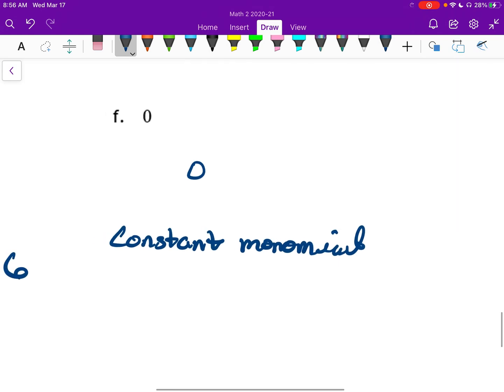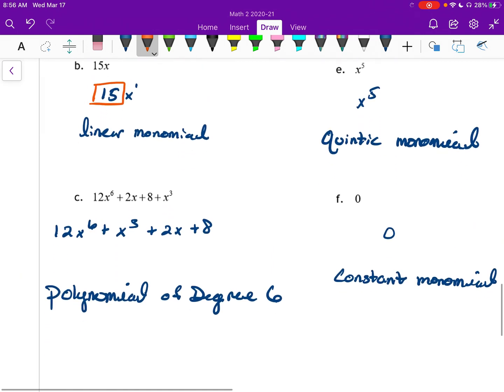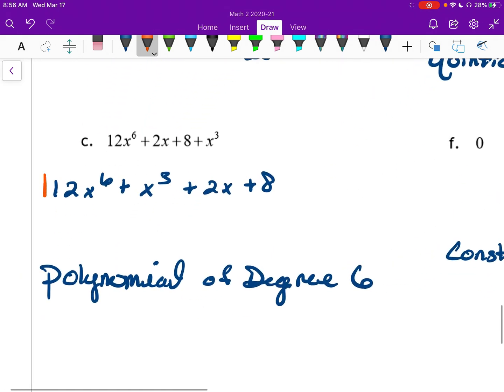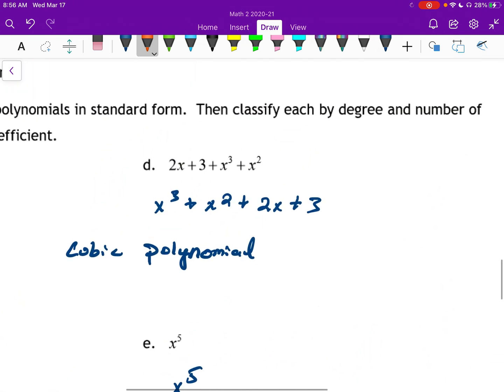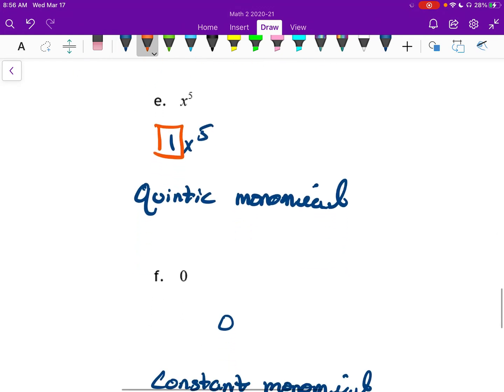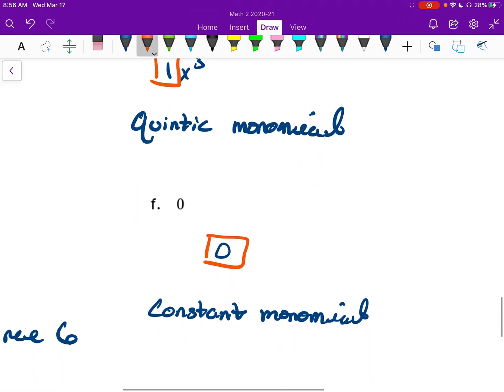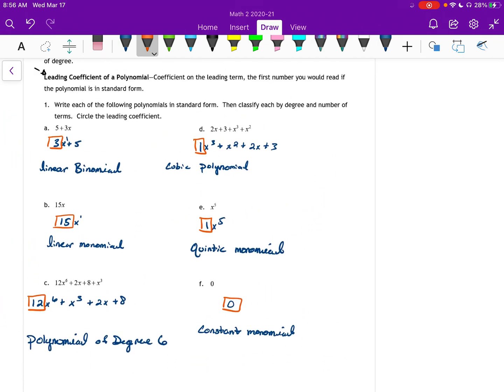And I forgot to circle the leading coefficients, so let's go back and do that. Let's look at number C first. The leading coefficient here is 12. The leading coefficient for D is actually going to be a 1, right? So it's a 1x cubed. For E, the same thing. We have a 1 here. And for F, it's just going to be 0. All right. Hopefully that's not too crazy.